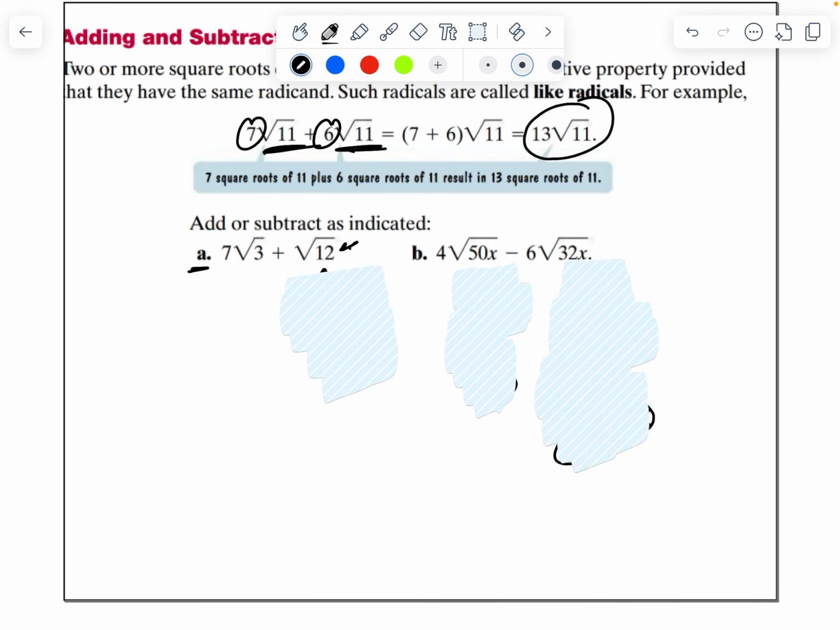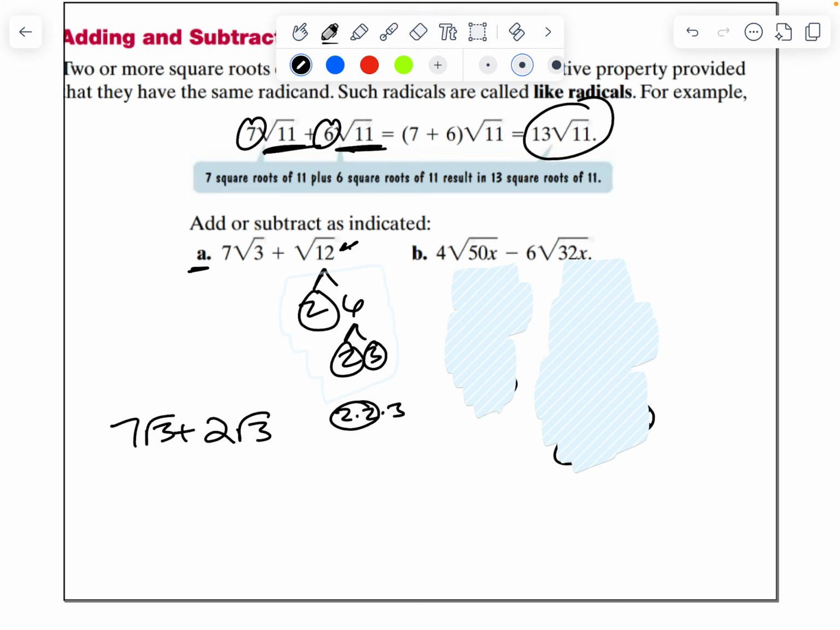The 12 will break down into 2, 2, and 3. So 7 square root of 3 plus, we have buddies, right? 2, 2, and 3. The 2's are buddies. So we'll have 2 square root of 3. The 2's get to go outside. The 3 has to stay inside. They are like terms because they have the same thing inside the square root. So now we can just add the coefficients. 7 and 2 makes 9 square root of 3.